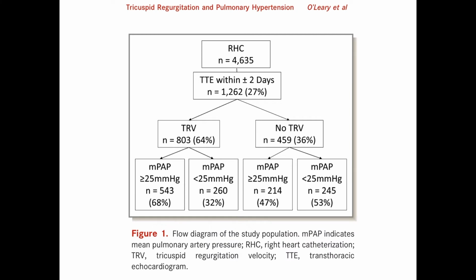In his cohort of over 4,600 patients, more than 1/3 of patients had no tricuspid regurgitation signal. In this population, almost half of the patients had underlying pulmonary hypertension. In contrast, in the patients with defined signal of tricuspid regurgitation, approximately 2/3 had pulmonary hypertension defined as a mean pulmonary pressure of more than 25 millimeters of mercury. Therefore, the absence of tricuspid regurgitation should not be seen as the absence of pulmonary hypertension.